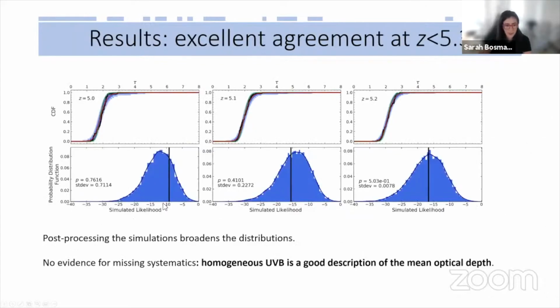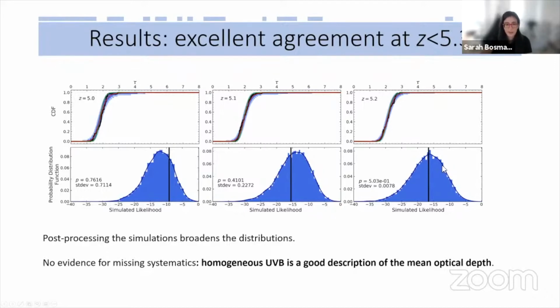These are the distributions I'm showing at the bottom. These are the distributions of simulated likelihoods in 10,000 mocks in blue, and a KDE as the blue curve. And the black line is the likelihood of the observations, at redshift 5, 5.1, and 5.2. While the top panels are the observed distribution functions in black and the 1 and 2 sigma bootstrap uncertainties from the simulations in blue. And you can see that at these low redshifts, our distributions are exactly as expected from the homogeneous UVB models, and they fall within the central sigma. And this is a great sign because it means we're not missing any crucial systematics that we haven't post-processed the simulations with.